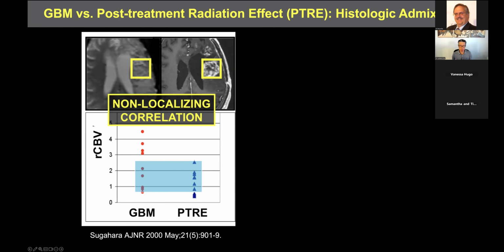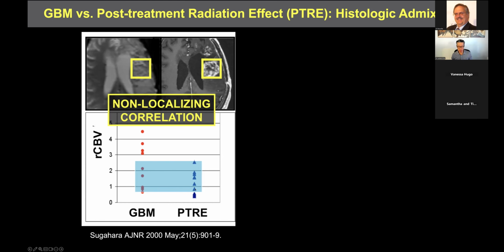So once they grouped that, they measured RCBV over the entire lesion, again using a single mean RCBV. Then they said, okay, let's see what the degree of overlap is, or what the separation is between the tumor and the post-treatment effect group.